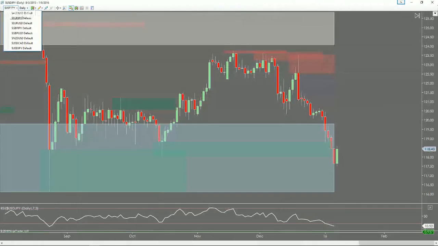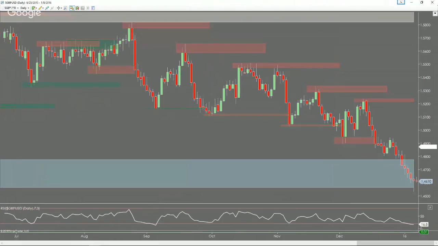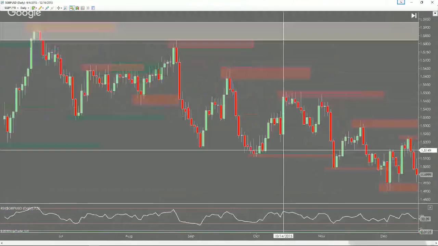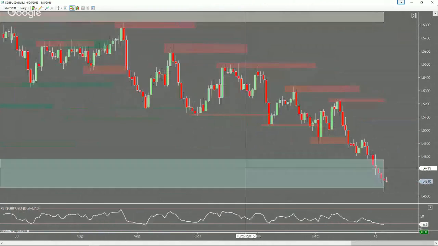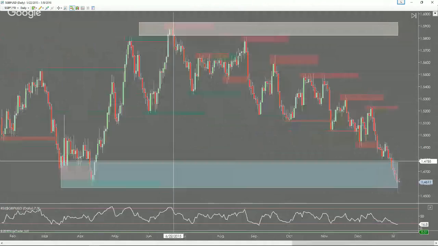Next one, pound dollar. Let's just see this. Pound dollar, we're still bearish. We are in that zone of support.